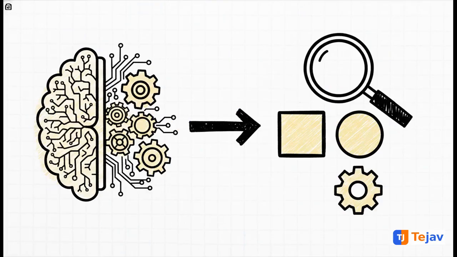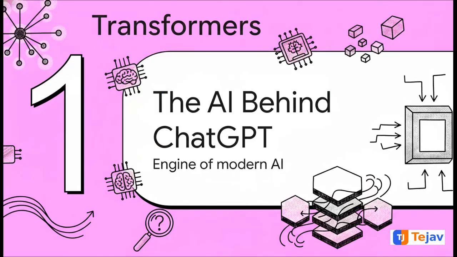And in this explainer, we're going to break down the core intuition behind that engine. Don't worry, no complex math. We're just focusing on the ideas that are driving modern AI forward. So let's get right to it. What exactly is a transformer?